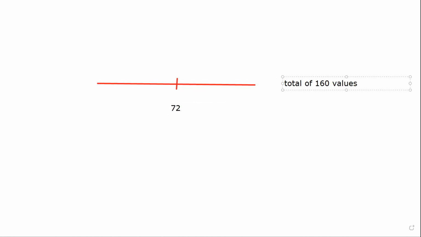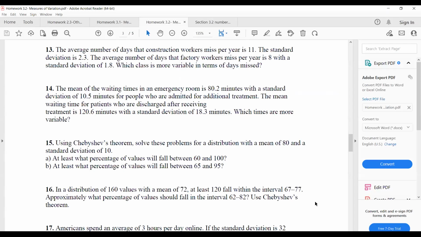So what I'm doing here, I need to learn to take better notes. In a distribution of 160 values, with a mean of 72, at least 120 fall within the interval from 67 to 77.